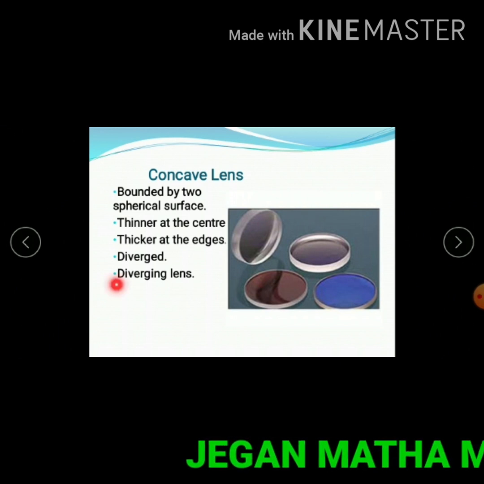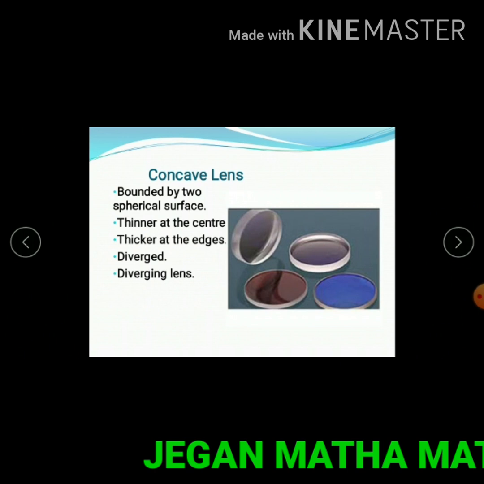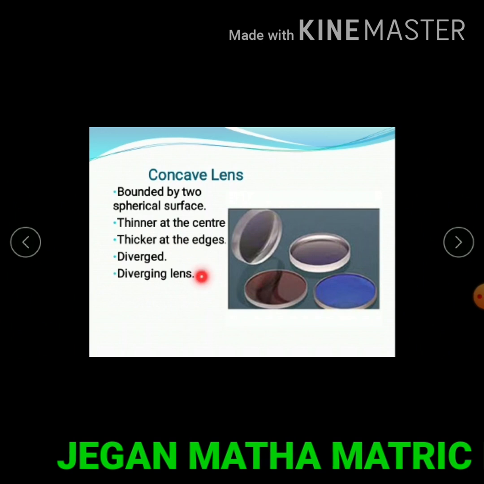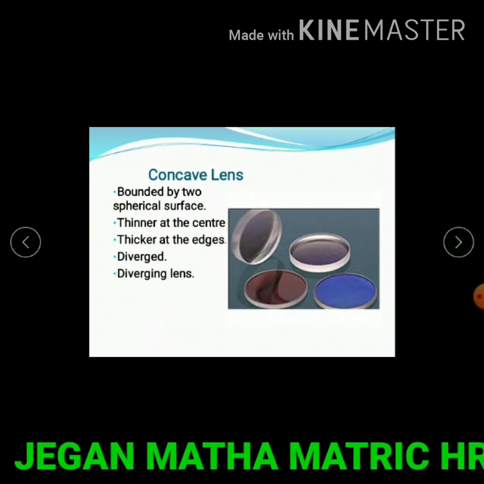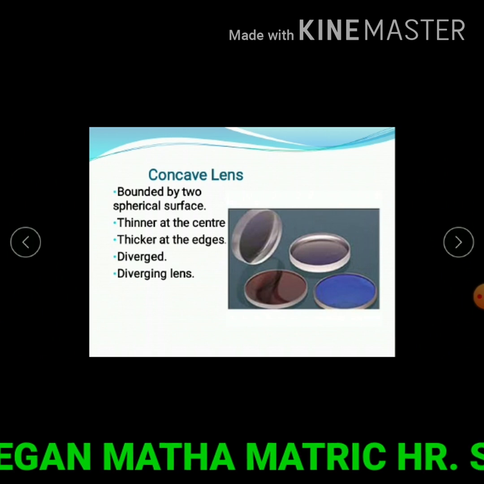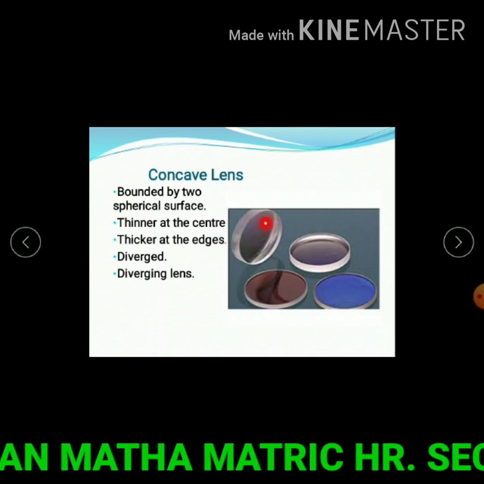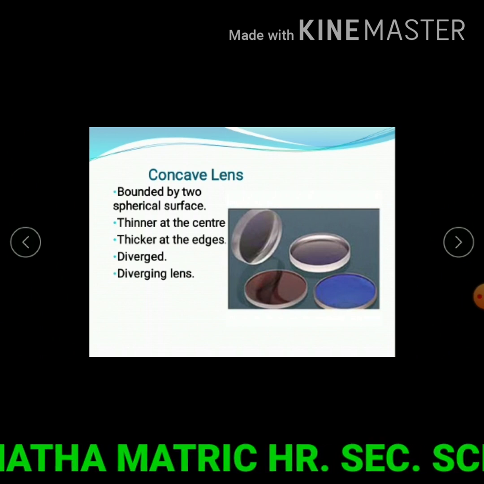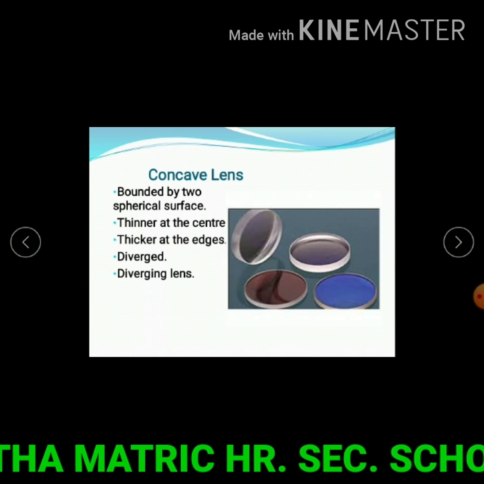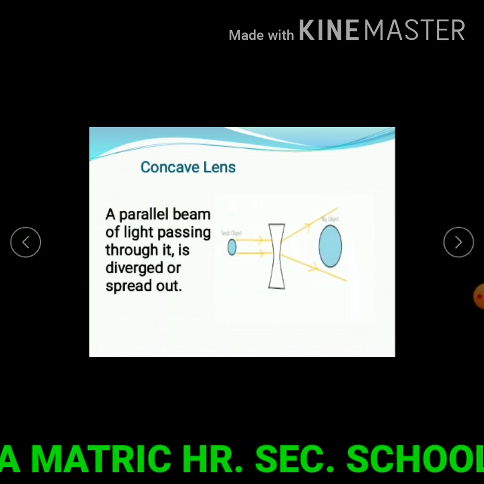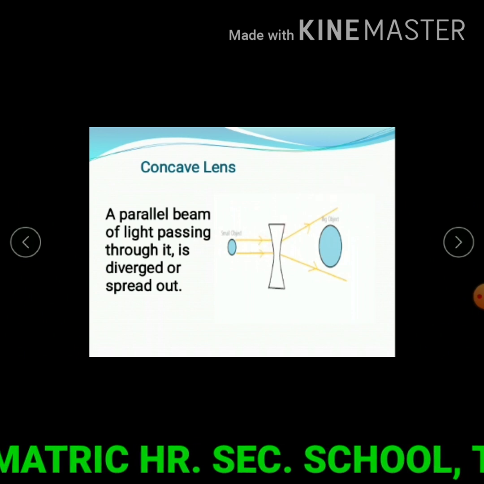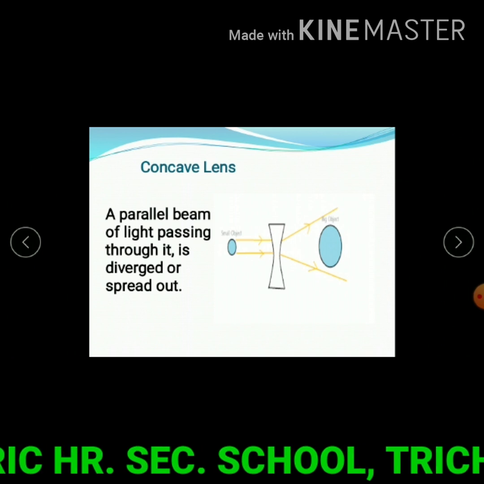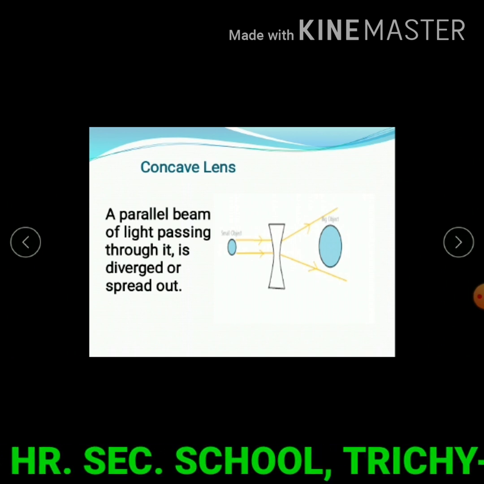This concave lens is also known as diverging lens because when a parallel beam of light passes through it, all the light rays are diverged, or spread out. So a concave lens is also called a diverging lens. When a parallel beam of light passes through it, it is diverged or spread out. So it is called a diverging lens and also known as biconcave lens.